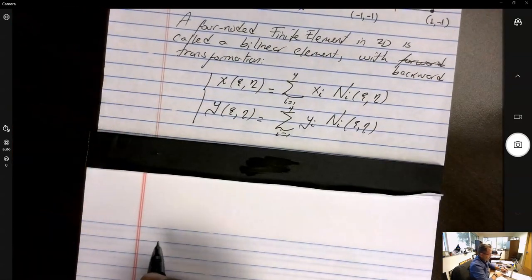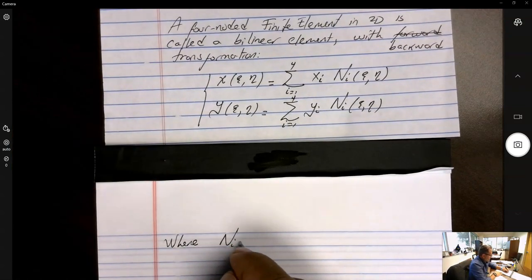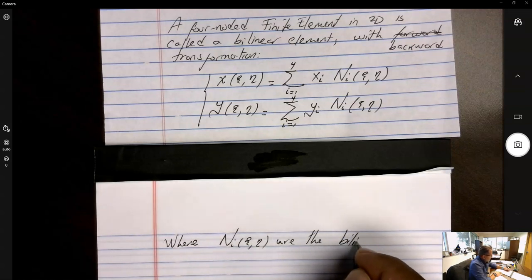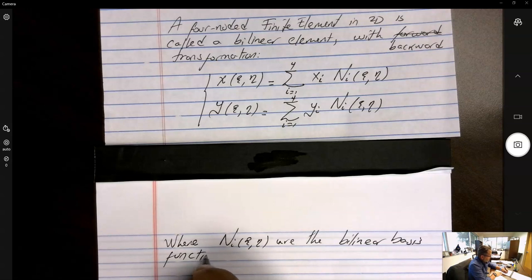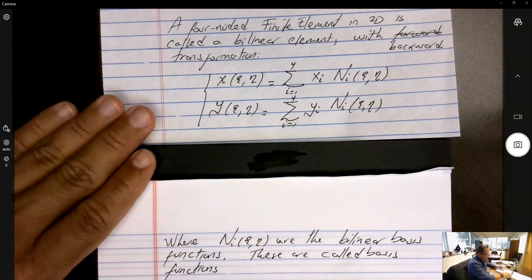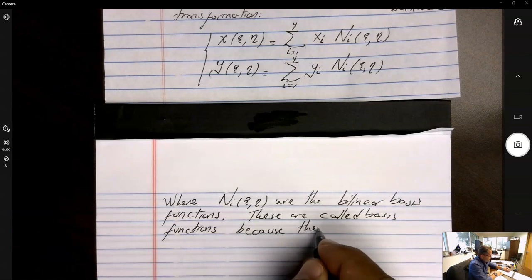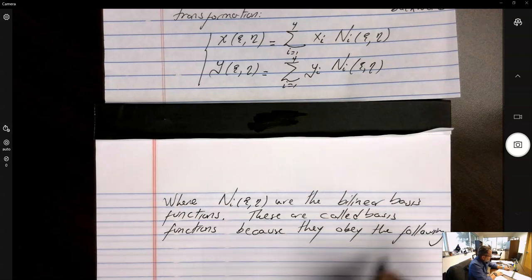Where N1, N2, N3, and N4 are the bilinear basis functions. These are called basis functions because they obey the following property.